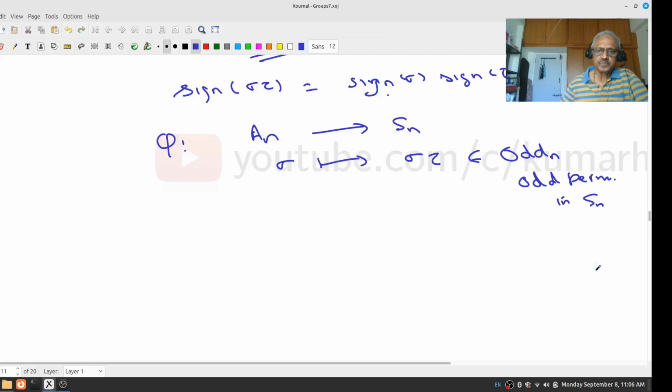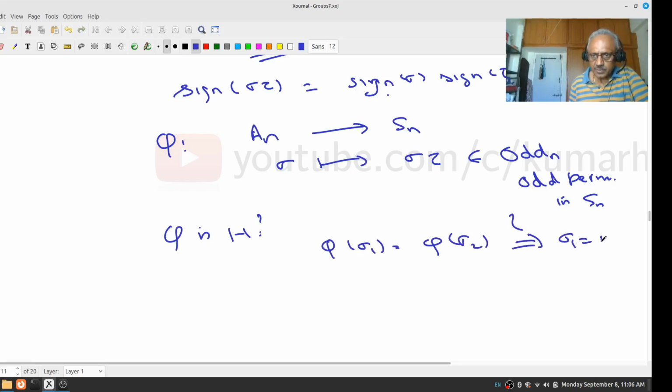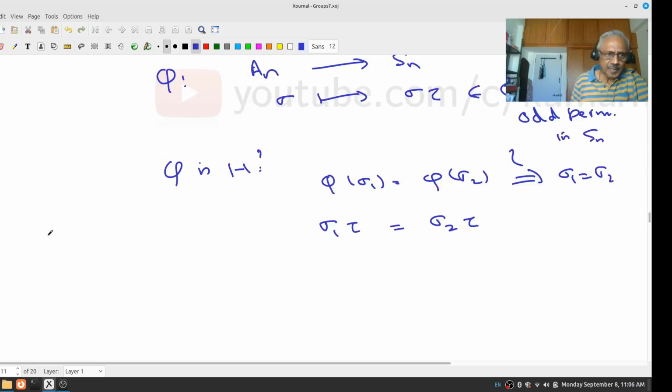Yes, right? Okay. Now I want to claim this map phi is 1-1. Why? Suppose phi of sigma 1 is phi of sigma 2. I have to know whether sigma 1 is sigma 2. But what is phi of sigma 1? Sigma 1 tau, and this is sigma 2 tau. Right? Now remember, tau is a transposition. Therefore, tau times tau, tau squared, is 1.